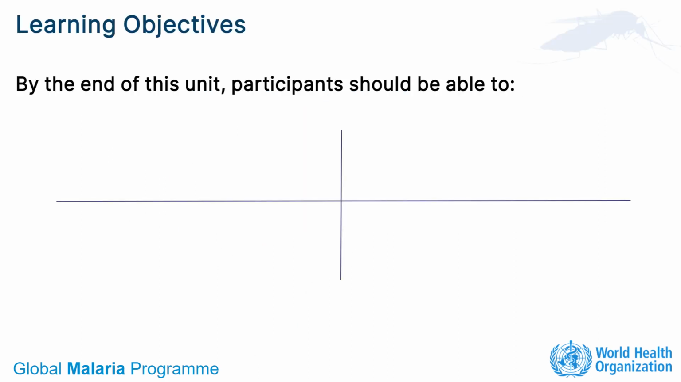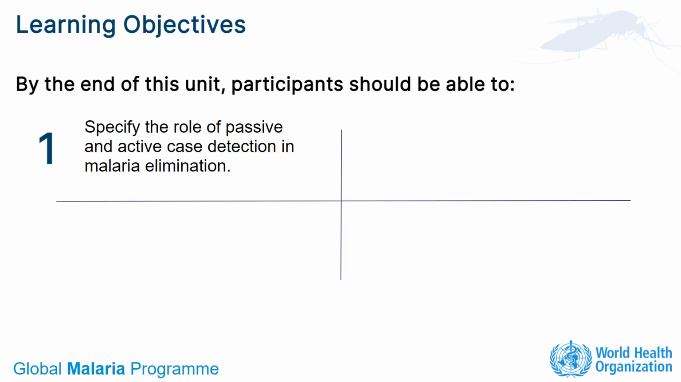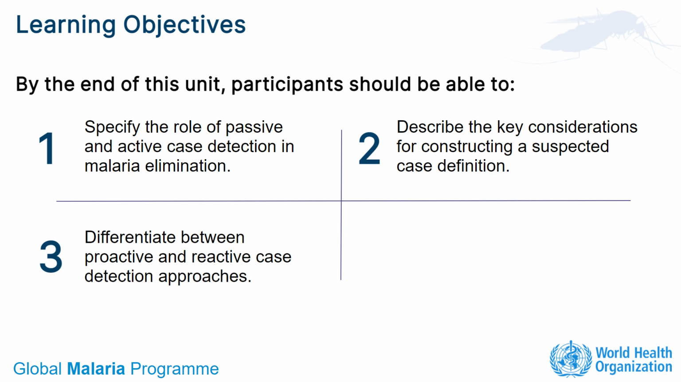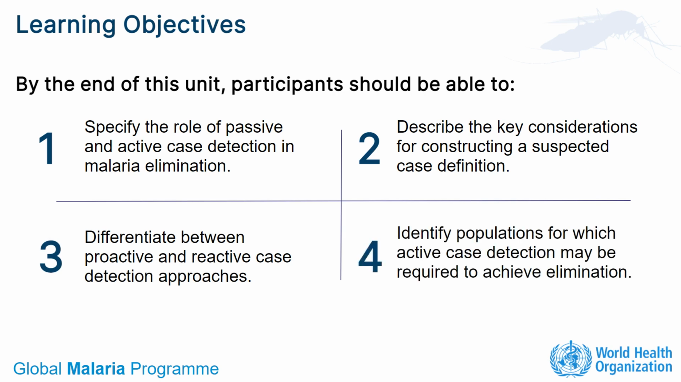By the end of this session, you should be able to specify the role of passive and active case detection in malaria elimination, describe the key considerations for constructing a suspected case definition, differentiate between proactive and reactive case detection approaches, and identify populations for which active case detection may be required to achieve elimination.